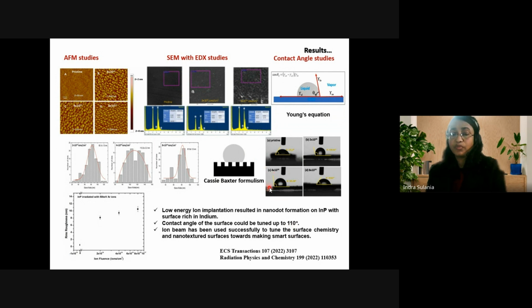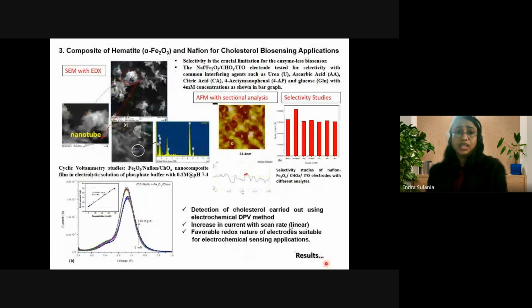You can see this profile. The formalism for why these hydrophilic or hydrophobic surfaces are formed on a material is explained by the Cassie-Baxter formalism, because basically the air trapped between the nanodots does not let the water seep into the nanodots when they attain a certain size. This result you can find in these papers. In the second, we have made a composite of hematite and Nafion polymer for cholesterol biosensing.